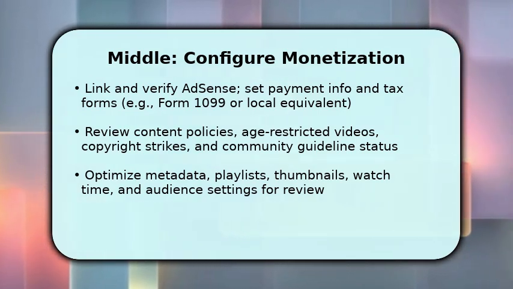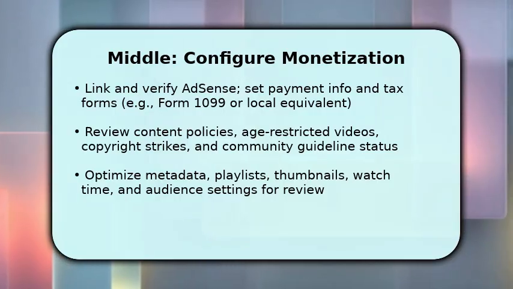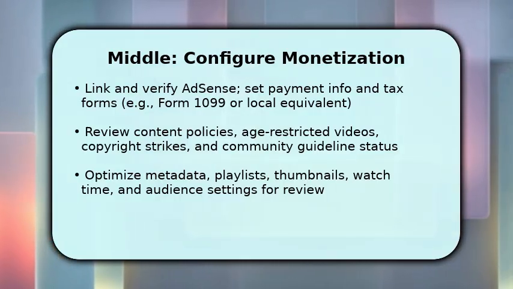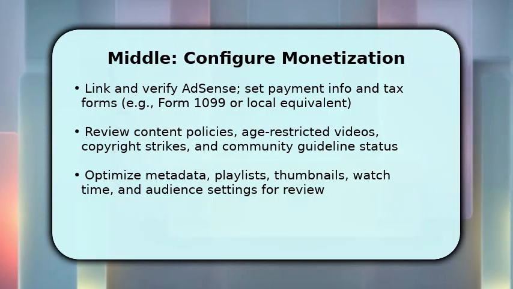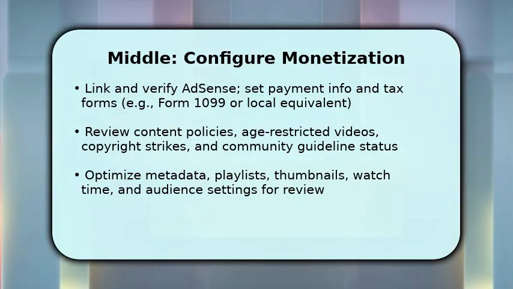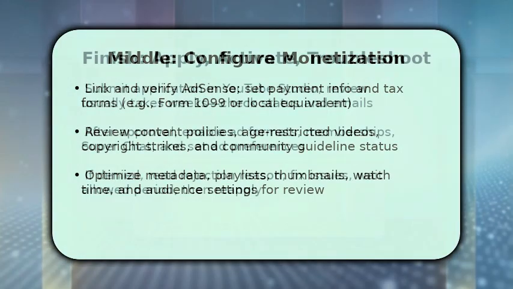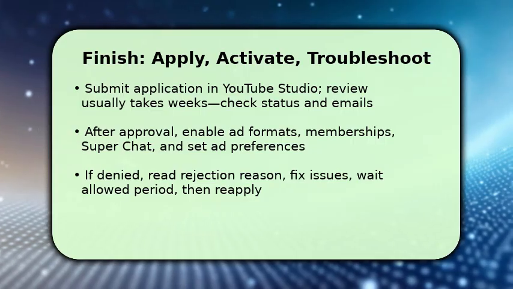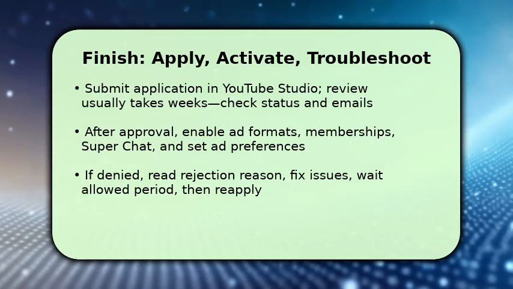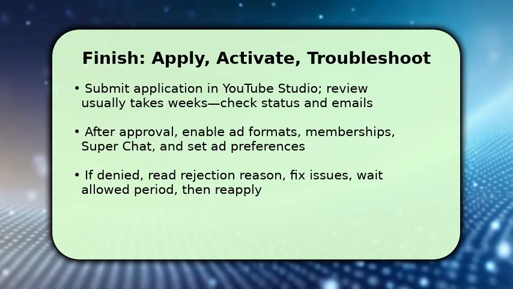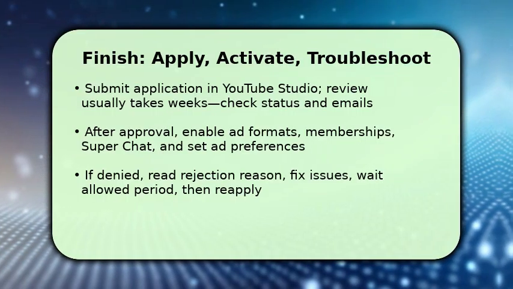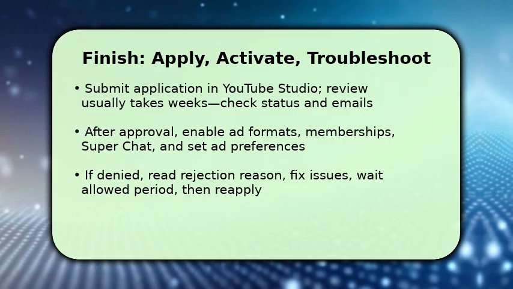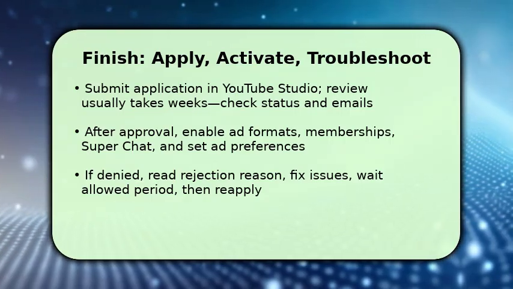Finally, run a self-audit of any claimed music or reuse elements that might trigger copyright. Submit your application in YouTube Studio and monitor the review status and your linked email for decisions or questions. Once approved, activate ad formats, channel memberships, super chat, and set ad preferences to start earning. Make sure to review revenue split and payout thresholds in AdSense.